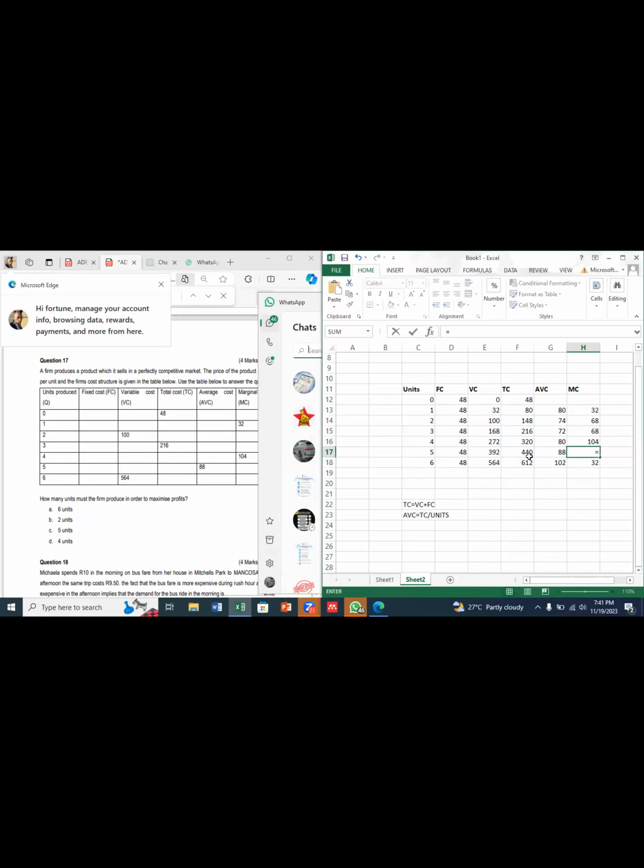Then we have 440 minus 216, minus 320, sorry. 120. Then 612. 612 minus 440.